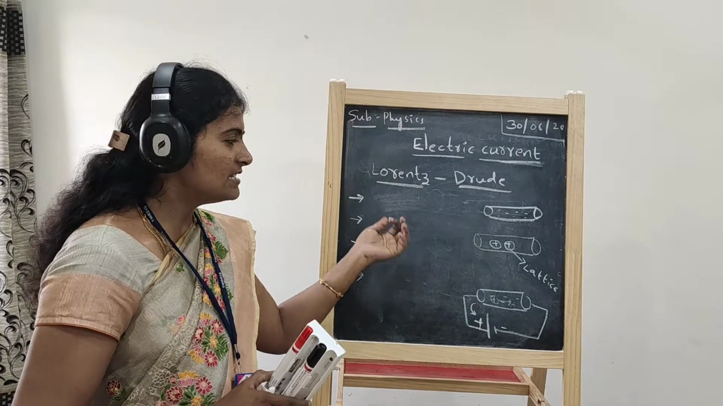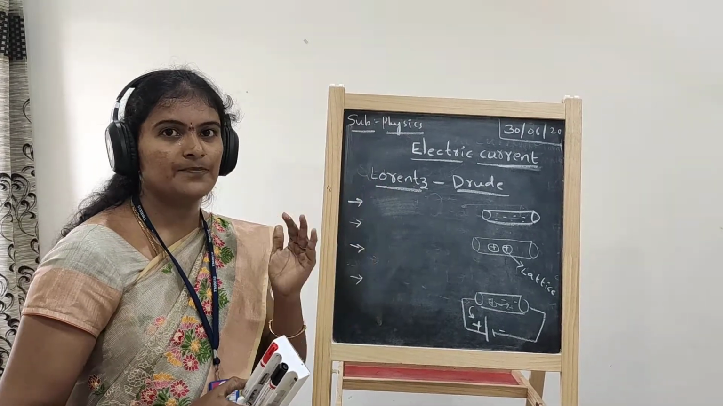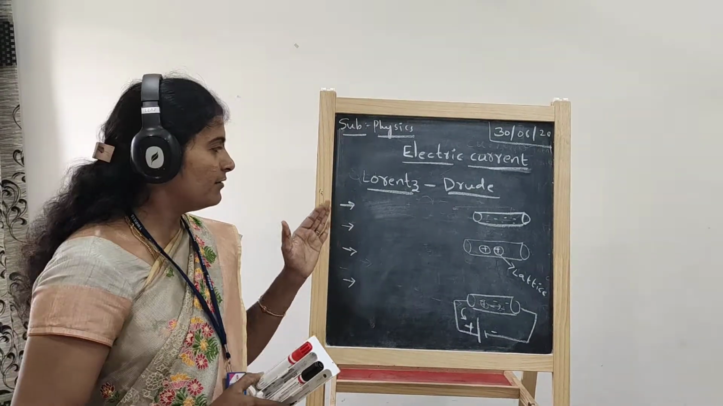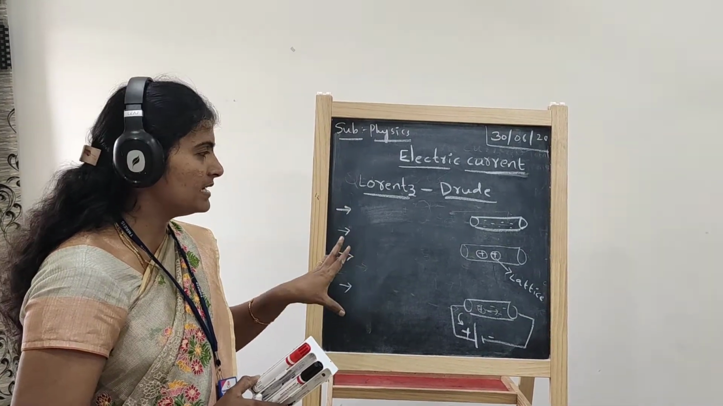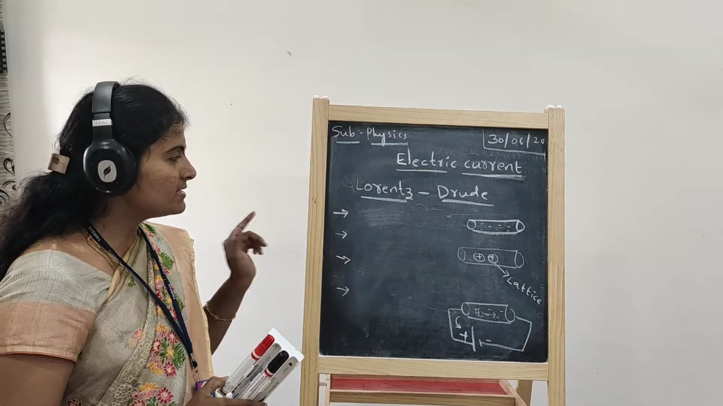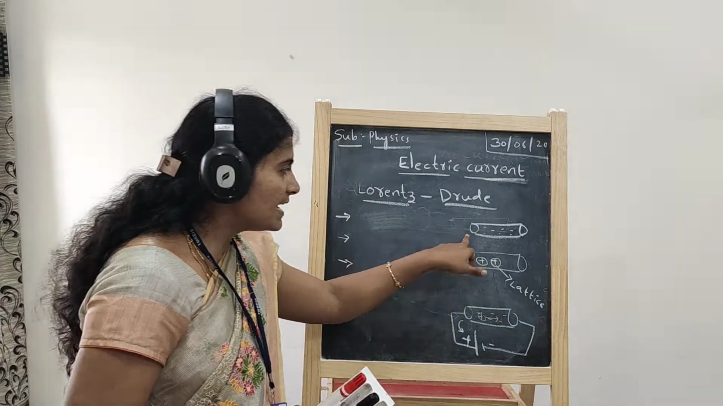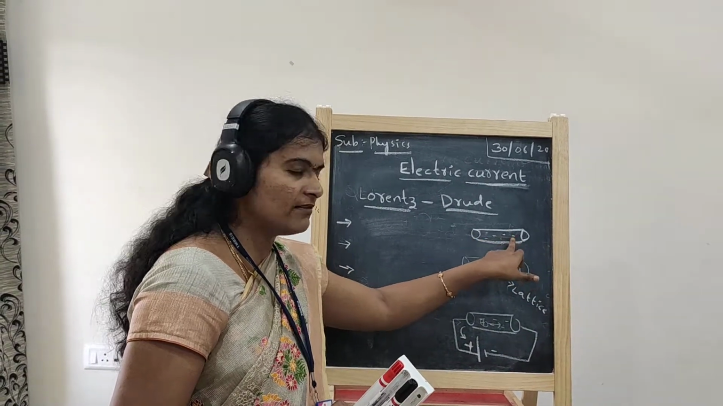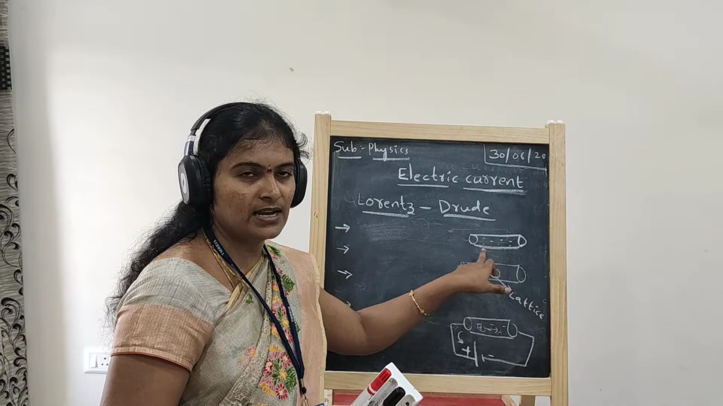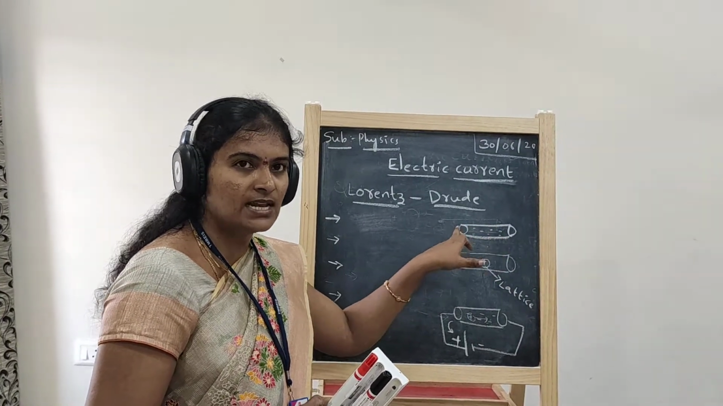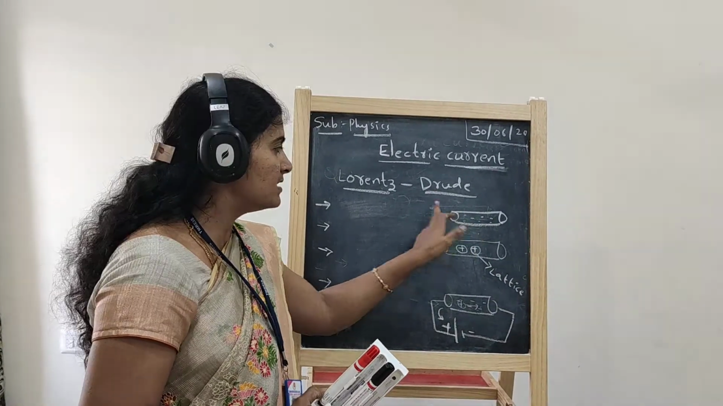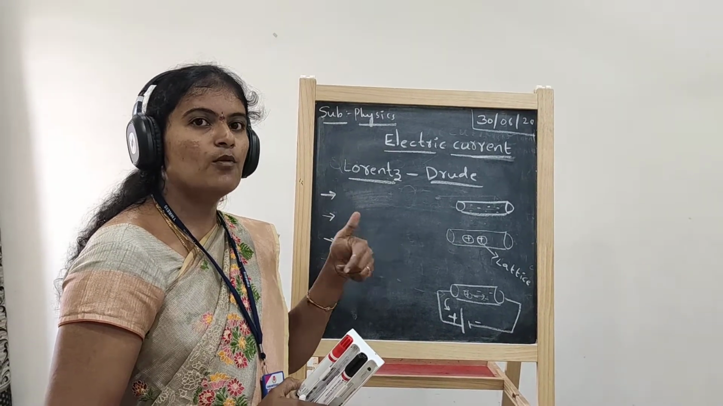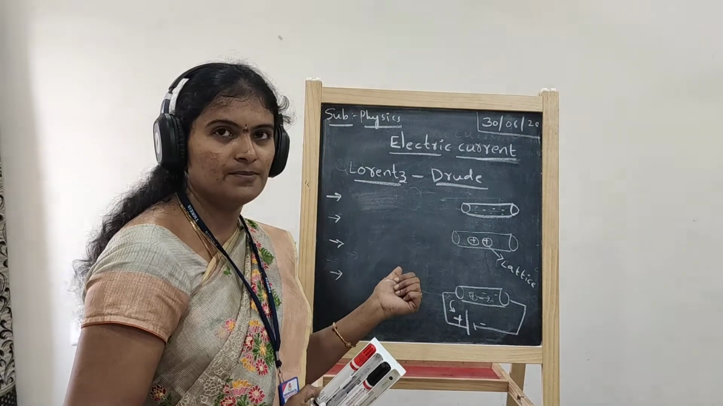So it is called Lorentz-Drude theory. And this is an important question for 2 marks. So everyone should learn these 4 points clearly. What is our first point here? In a conductor, many free electrons are available. More free electrons are available in the outermost shell in a conductor, right? So that is the first point.